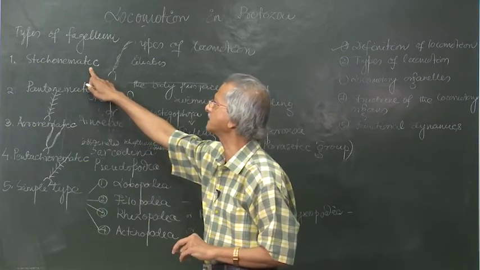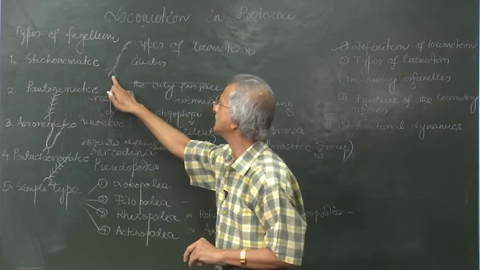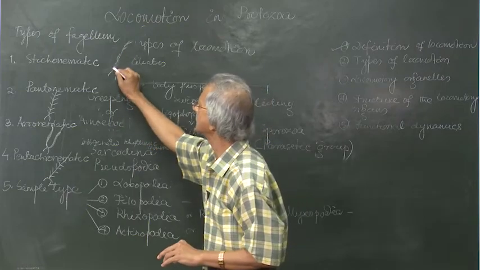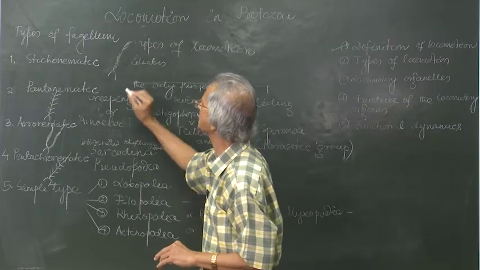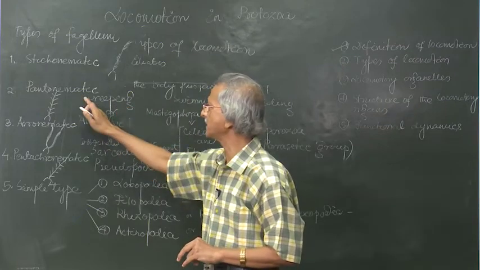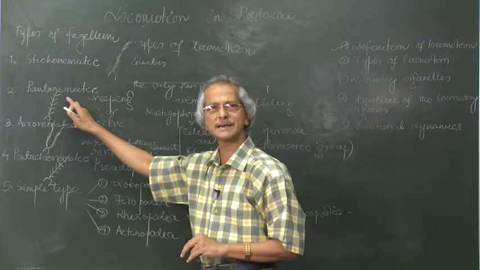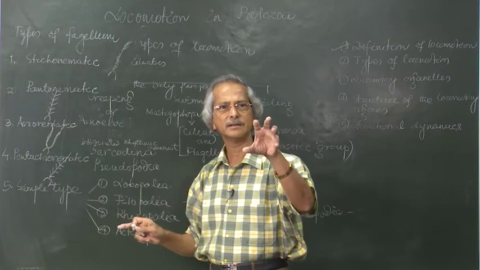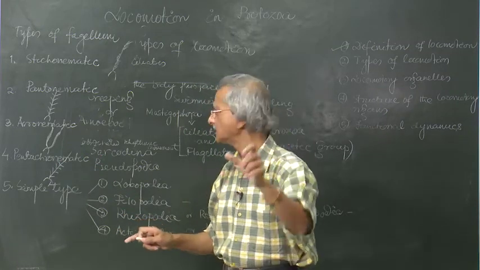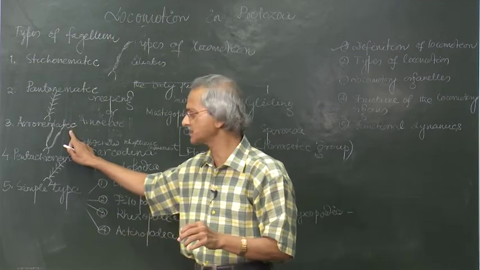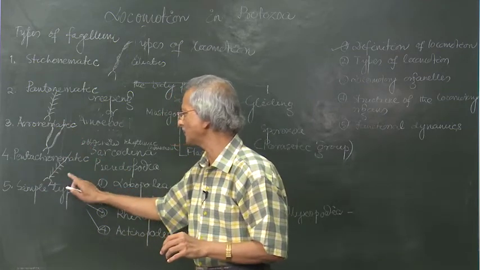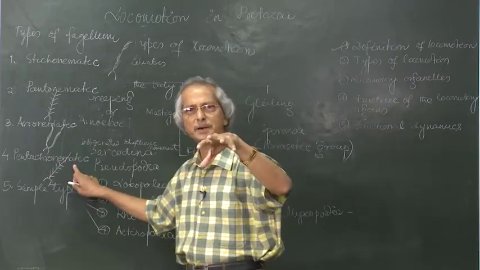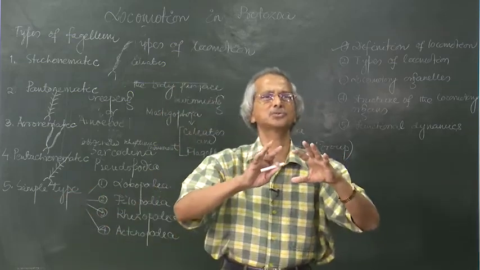As far as the stichonematic type of flagellum is concerned, you will find a single axis on one side, where you find this type of fibrillar structure. In pantonematic you find it on both the sides, and in acronematic you find it only on the terminal part. Acros means end or terminal part or terminus. In the end part you find this fibrillar structure. In pentachronematic you find it on more than two sides and the terminal part, and in the simple type it is almost absent.